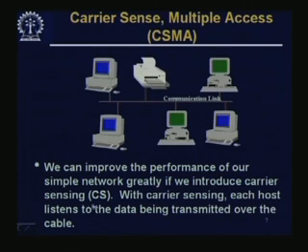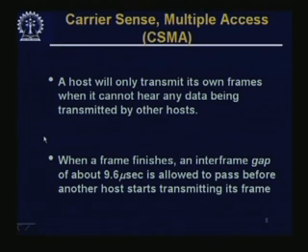So, we have carrier sense multiple access. We improve the performance of our simple network greatly if we introduce carrier sensing. With carrier sensing, each host listens to the data being transmitted over the cable. A host will only transmit its own frames when it cannot hear any data being transmitted by other hosts. When a frame finishes, an interframe gap of about 9.6 microseconds is allowed to pass before another host starts transmitting its frame. So, he listens, somebody is sending, and he naturally waits, and after that frame is over, he gives a gap of about 9.6 microseconds and then starts transmitting.